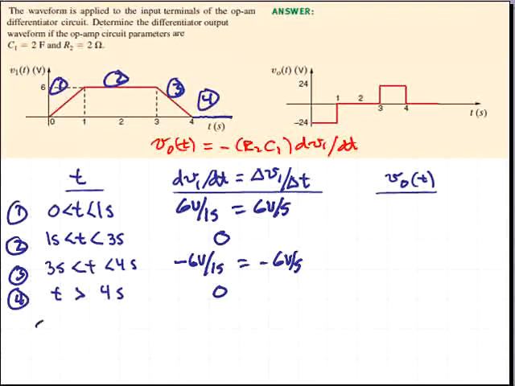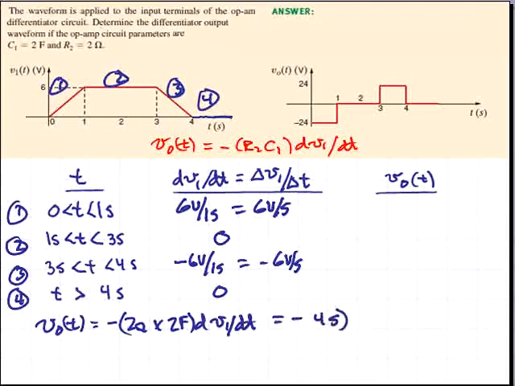Now the output of this differentiator circuit will be minus 2 ohms times 2 farads times dV1 dt, which is equal to minus 4 seconds, the units of the RC product, times dV1 dt. So for each of the intervals we can calculate that output voltage.